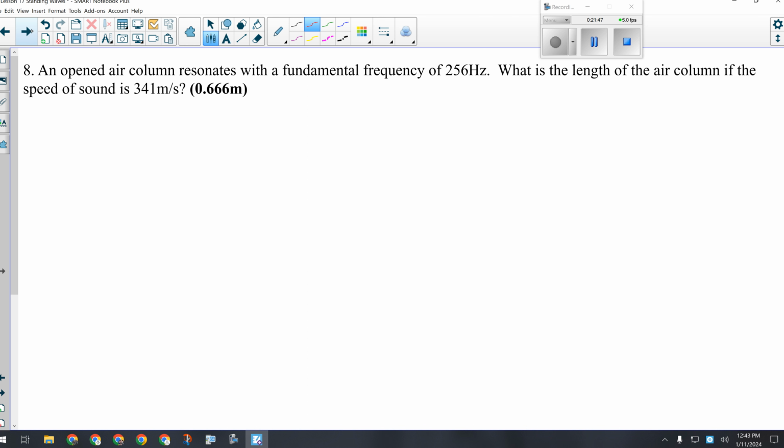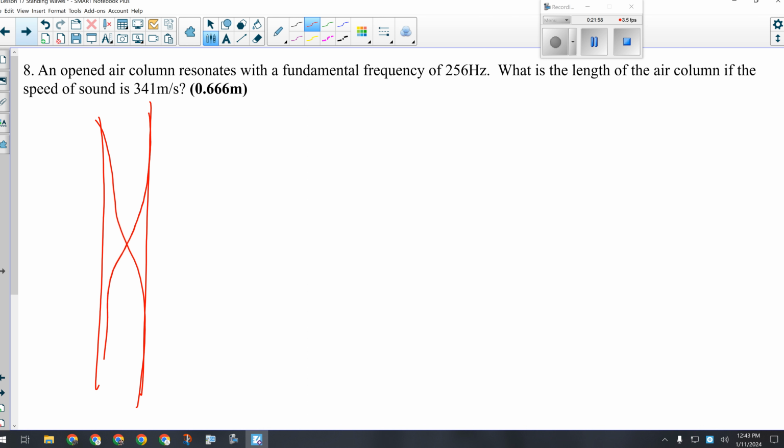Now remember, because it's an open air column, that's the waveform that's in the tube at its fundamental. Lambda equals 2L for an open air column. So does this one work very similar to the last one we did? The only thing that's different is we use lambda equals 2L. Everything else is the same.